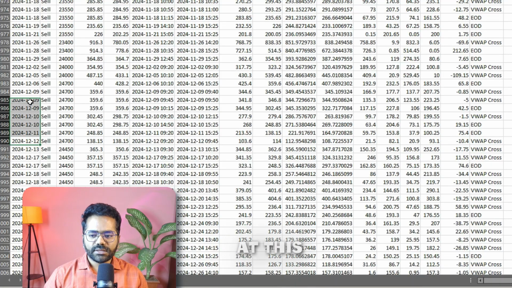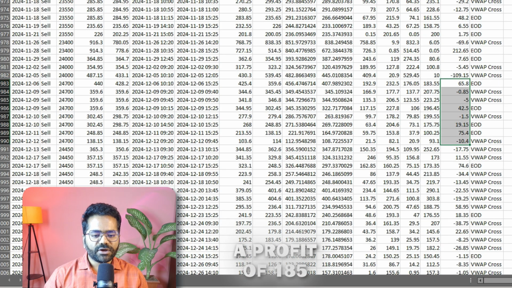So if you look at this expiry starting from 6th to 12th, we traded only the 24,700 strike, which is at 9:20 AM on 6th, the starting day of the new expiry. Then we are following the same expiry for the whole week. And for this whole week, we made a profit of 185 points. And if you multiply by 65 for one lot, that much money you will make, excluding charges and slippages.